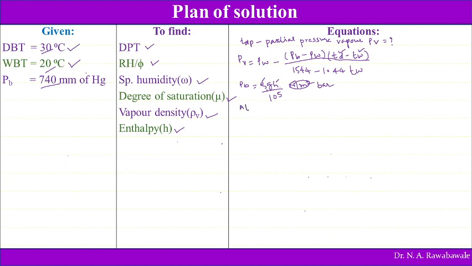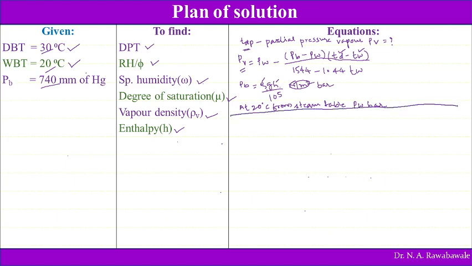So at 20 degrees Celsius from the steam table, the corresponding pressure is the saturation pressure, and the saturation pressure corresponding to the wet bulb temperature of 20 degrees Celsius is known as PW. This has to be taken from the steam table in bar. So everything is known and we get PV. Once we know PV, corresponding to PV we can find the dew point temperature. So this dew point temperature is over here.